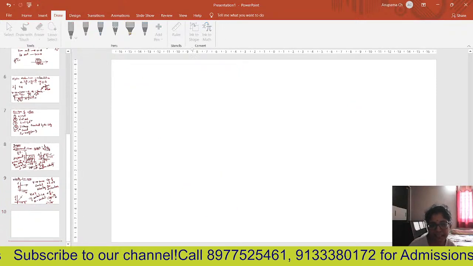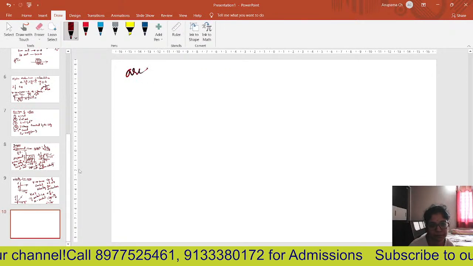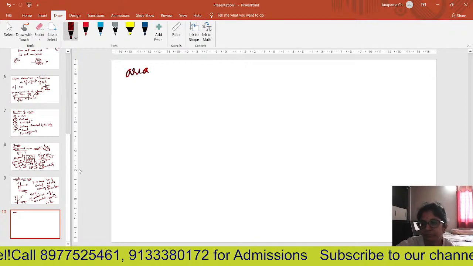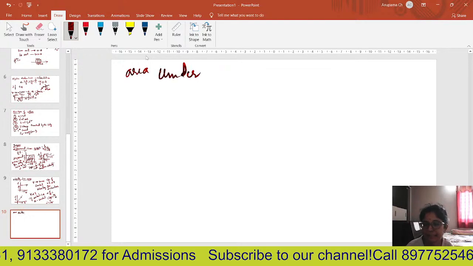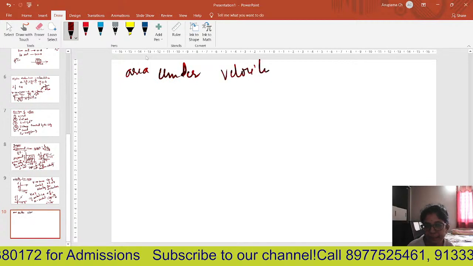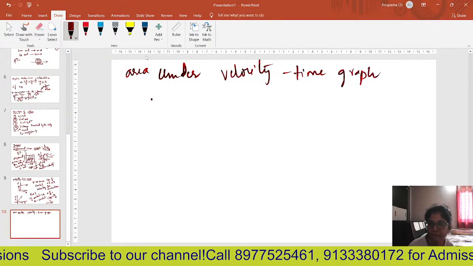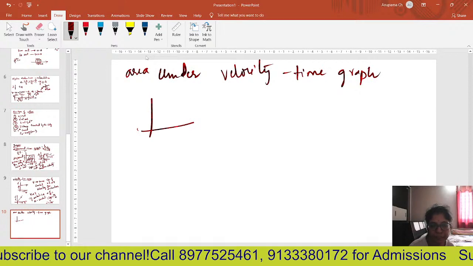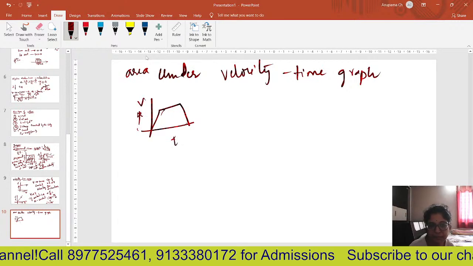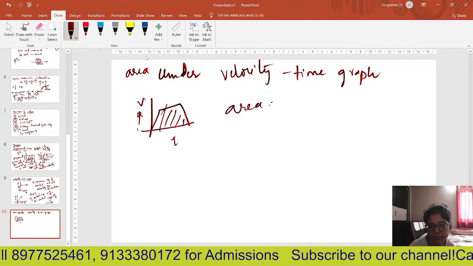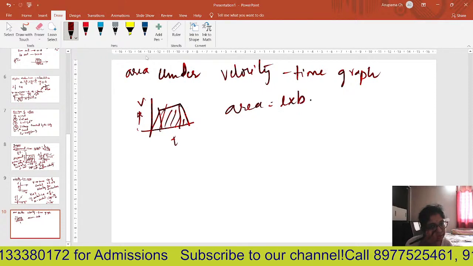And what about the area under velocity time graph? Yes, Hasini. Area under velocity time graph. This is, for example, there is something like this, and this is velocity time graph, and you need to find out the area. Area is equals to, what is the formula? If it is a perfect rectangle, or a square, then it is length into breadth.